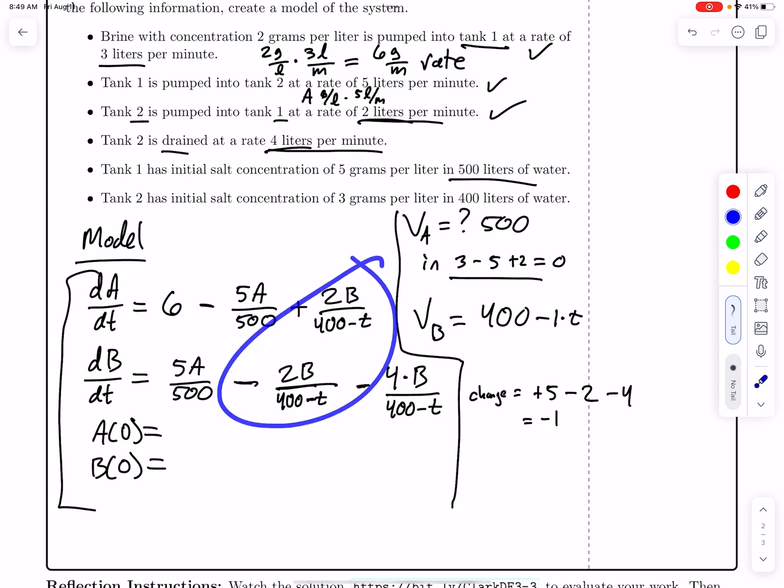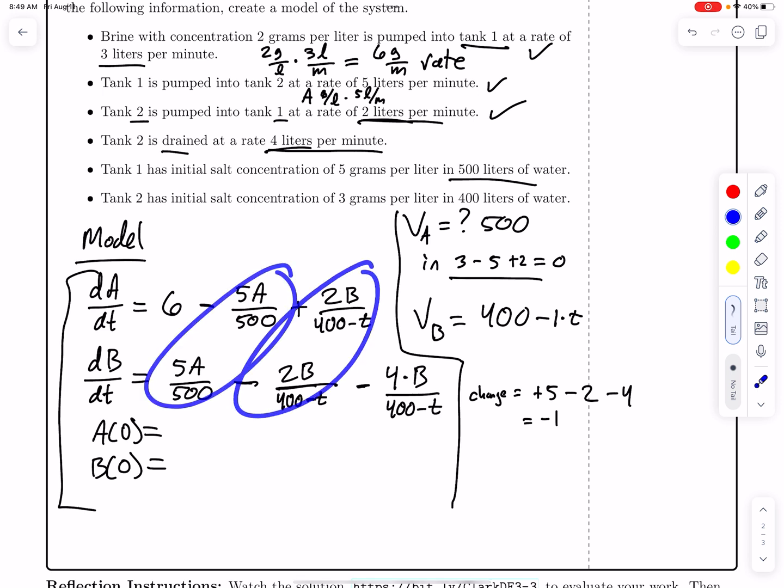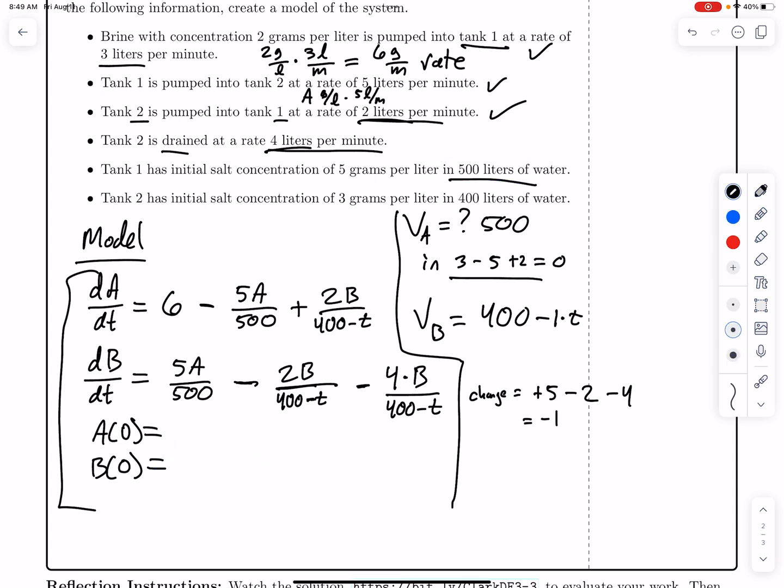But what's interesting is this one shows up here and here, whereas this one only shows up here because it's just being drained. It's not going into anything. It's just being lost. So that's an interesting feature. These terms are paired because the pump is going back and forth. This is just lost. All right, and then I just need my initial conditions down here. So 5 grams per liter, 500 liters. That's 2,500 grams. 3 grams per liter, 400 liters. That's 1,200 grams. And now I've got my initial conditions. So that is my model.